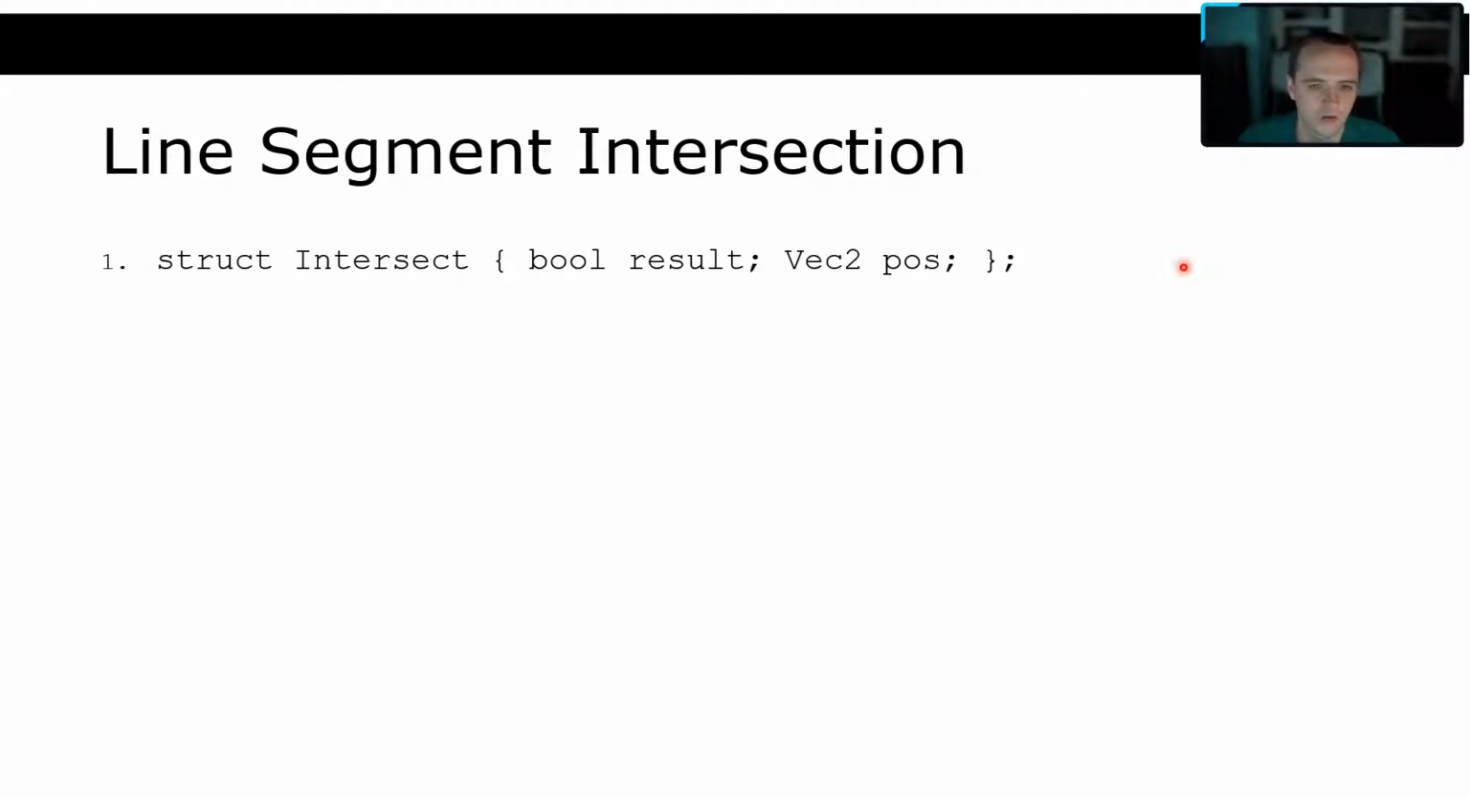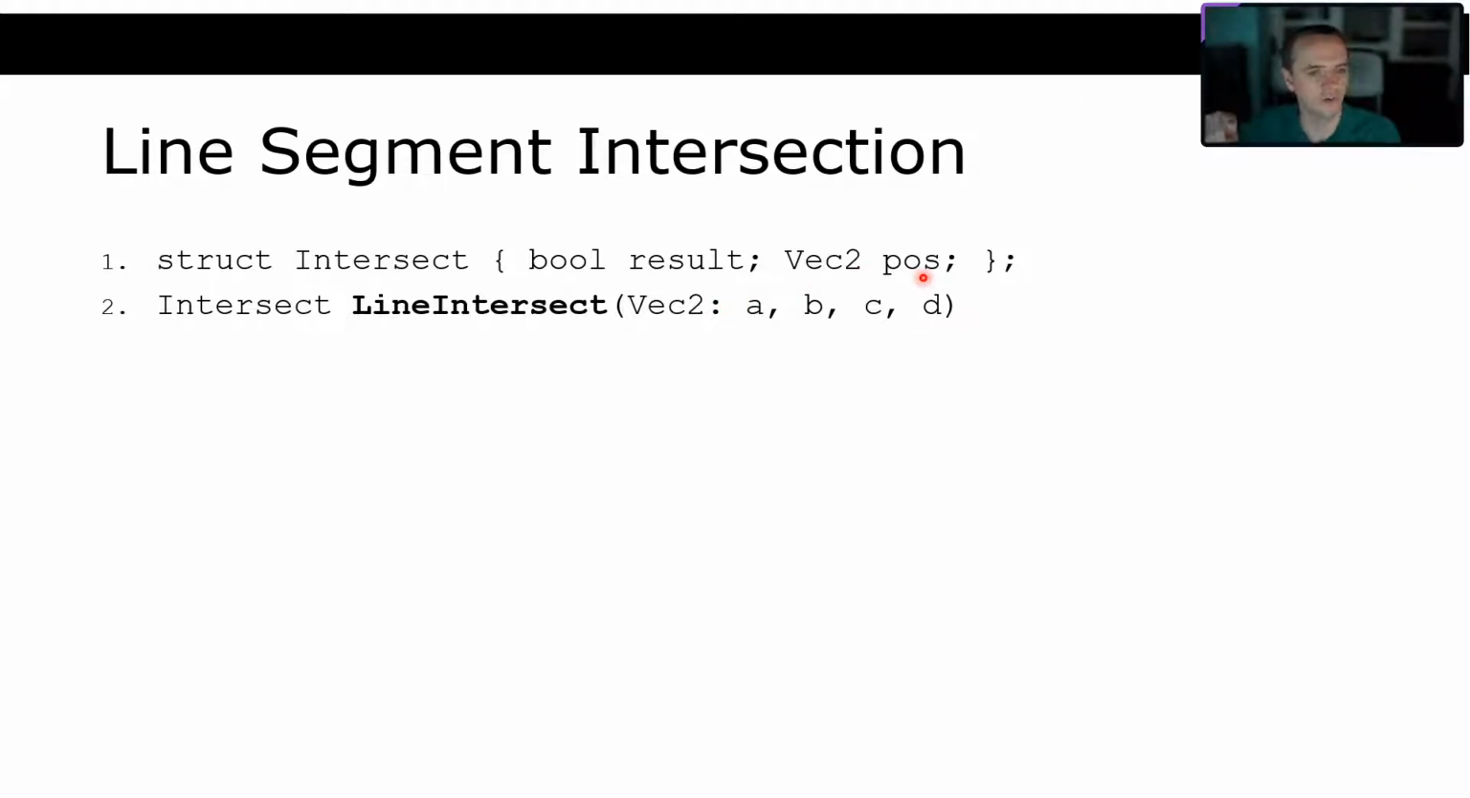So in assignment 4, I'm going to give you this intersect struct. The intersect is basically going to store two things. It's going to store a Boolean, which is whether or not there was an actual intersection. And the position is, if there was an intersection, where the intersection was, okay? And we're going to have a function, line intersect, and it's going to take in 4 vec2s: A, B, C, and D. Those are the endpoints of line segment AB and line segment CD. And it's going to return this intersect struct, okay? And remember, a struct is just like a class, it just holds some variables.